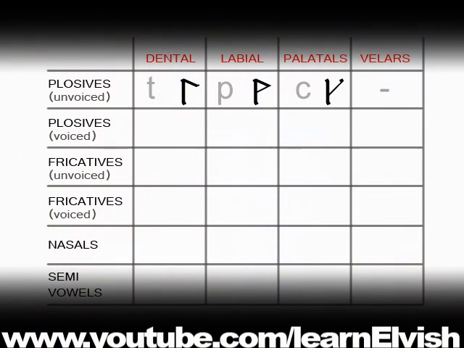So, in the voiceless plosives, we find the dental T, the labial P, and the palatal C or K. And you'll notice that all have branches to the right of the stem.